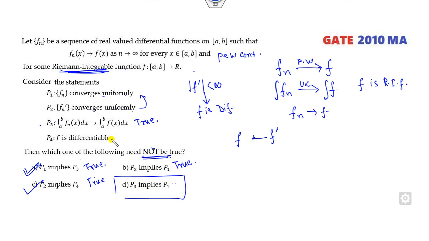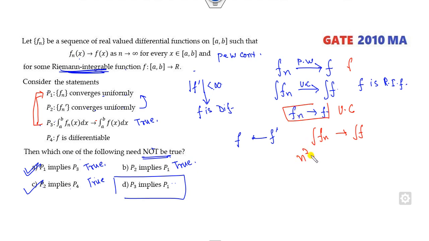What is that? P3 implies P1. That means this implies this one. That is not true. This is a standard result, because this is only true when fn is uniformly convergent. If fn is uniformly convergent, then you can say the limit converges to the integration, but the converse is not true. You already studied that in your master class. There are so many examples. Can you provide one example?